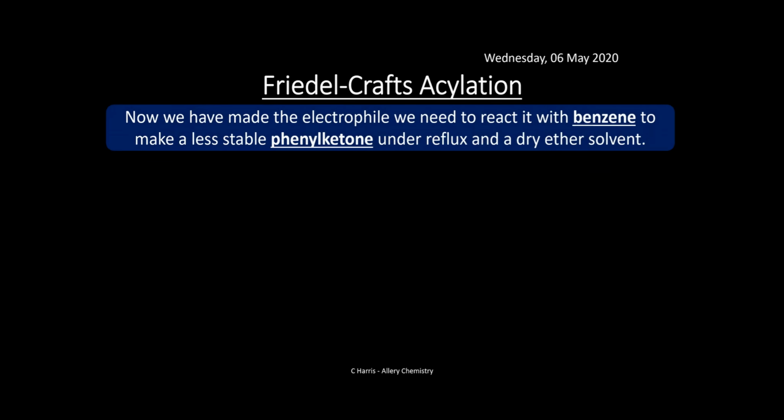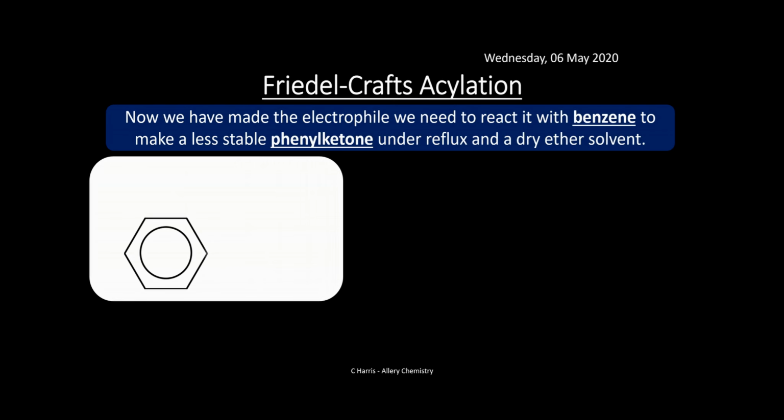So we've made that electrophile. We now need to react it with benzene to make our phenyl ketone, under reflux and in a dry ether solvent. So the phenyl ketone is what we're making here. Okay, so here it is. Here's our benzene molecule, and we've got our carbocation there, which is our electrophile at the start.